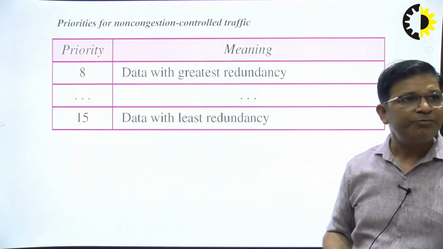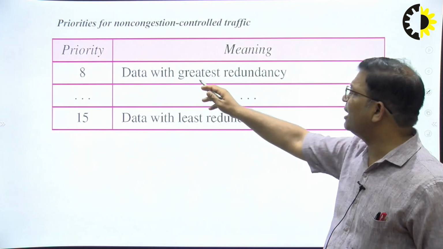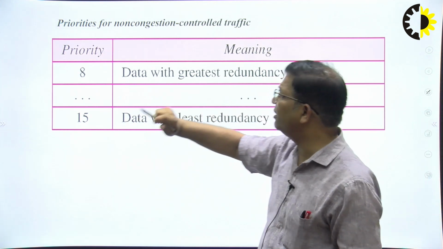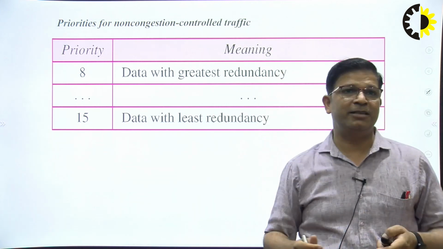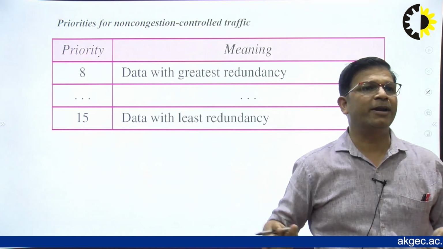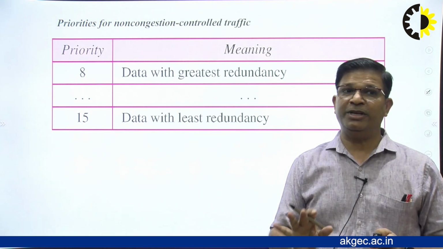Okay. There are some more priorities. Data with greatest redundancy, data with least redundancy. If the priority value is 1, then greatest redundancy is there; multiple copies of the data are there. When it is 15, there is no redundancy. The data is completely unique. Okay.